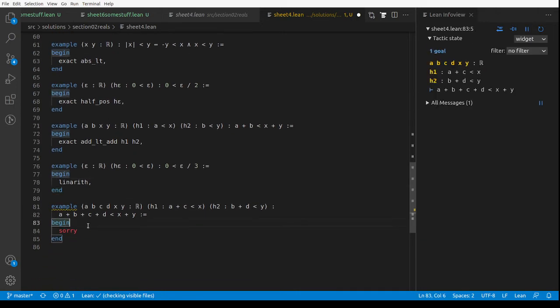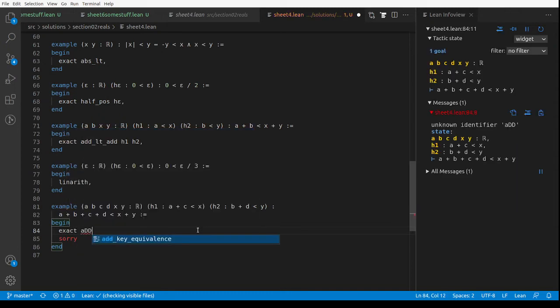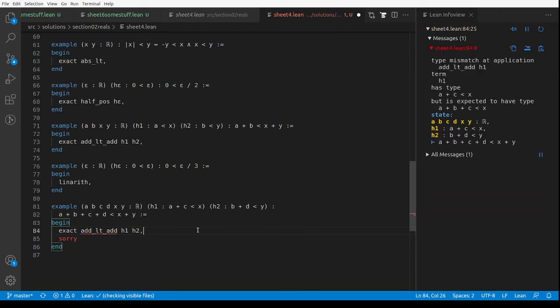And similarly here, you see we had add_lt_add, right? We could apply it. You might think, oh yeah, we've had this before. This is less than this and this is less than this, so the sum of those is less than the sum of those, right? So it's going to be exact add_lt_add h1 h2. And this somehow has failed. And it's failed with a slightly obscure error as well. It says h1 has the wrong type. It was expecting h1 to be a proof of a + b + c < x.